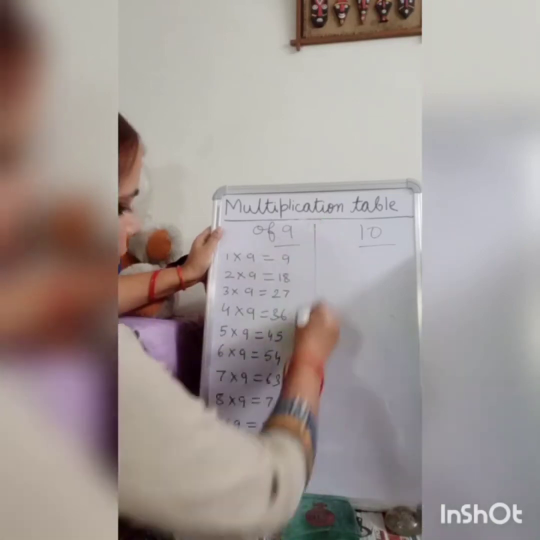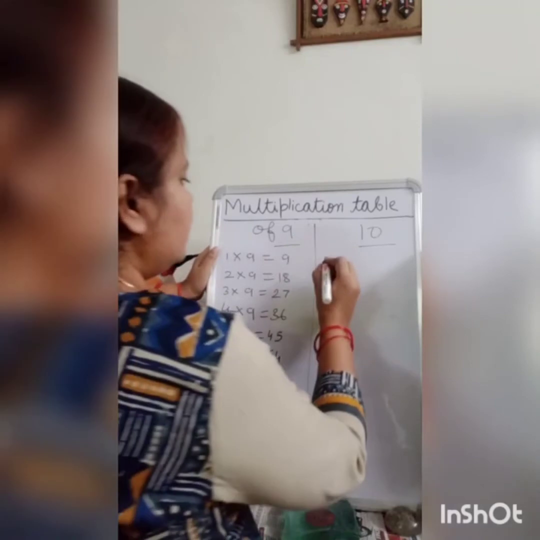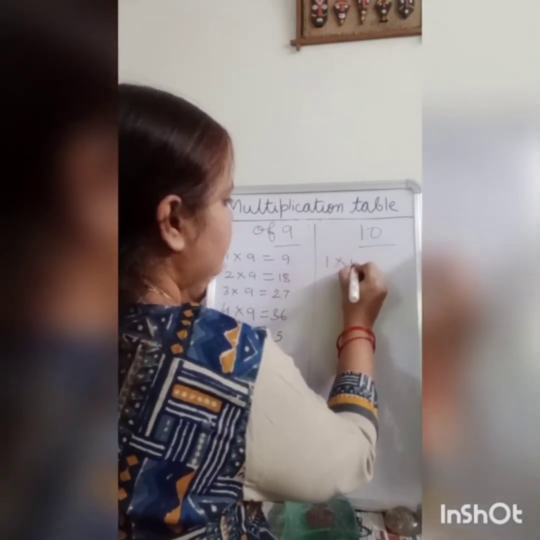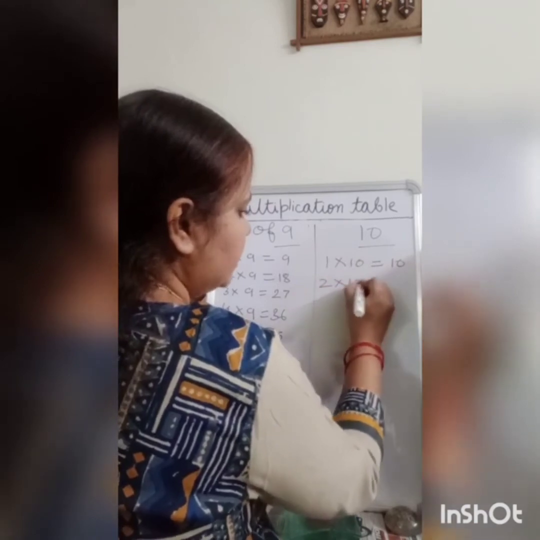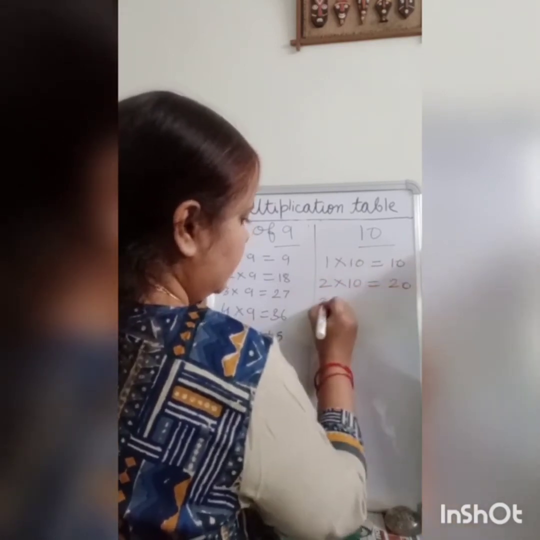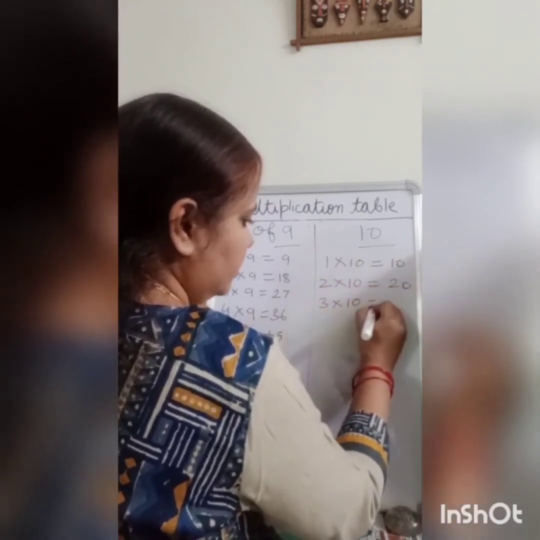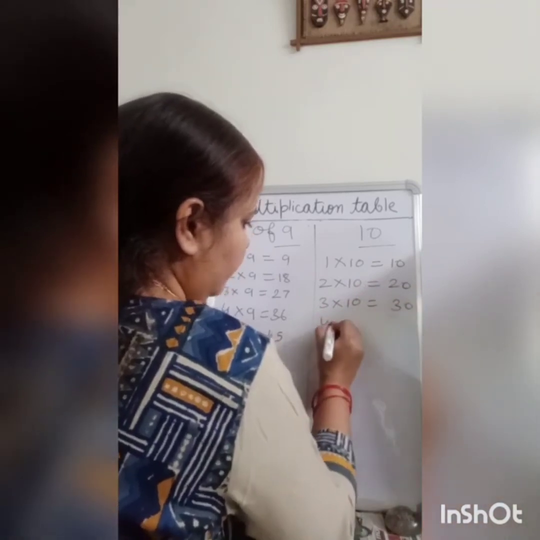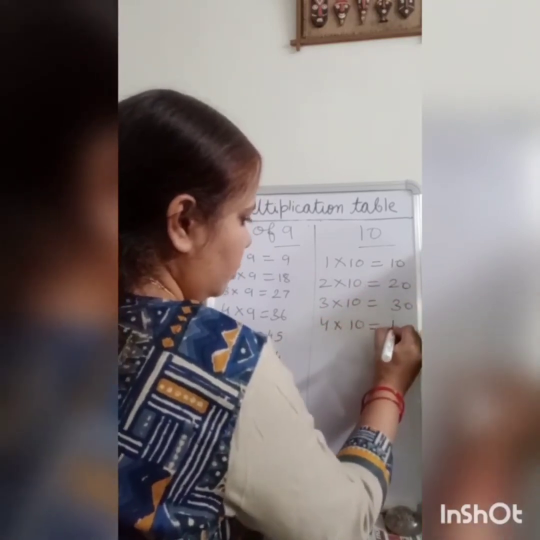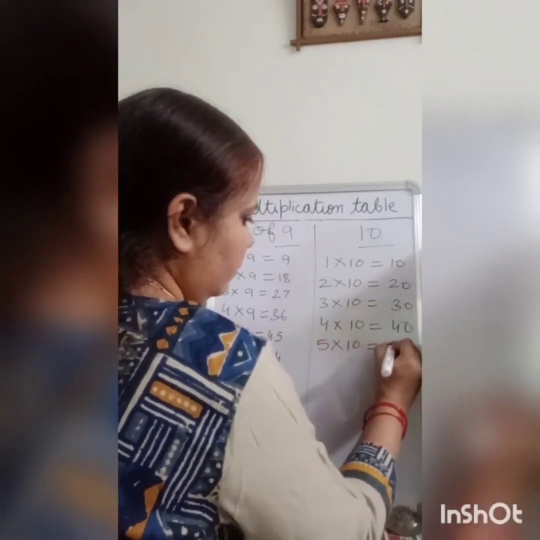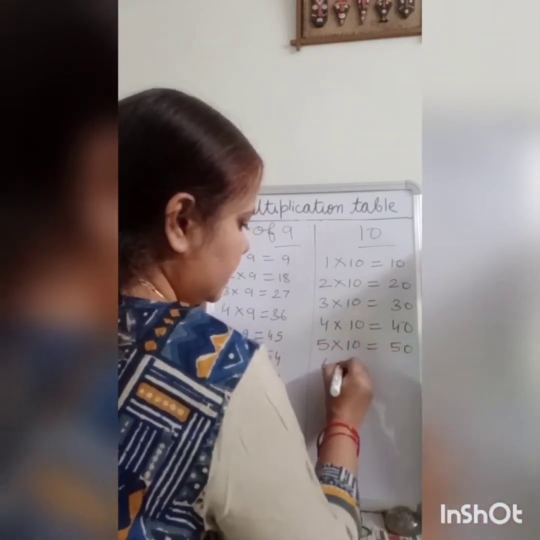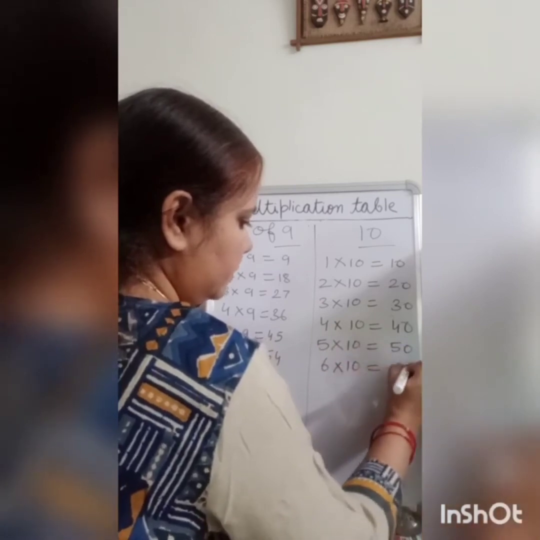Okay. Then comes the table of 10. 1 times 10 is equal to 10. And 2 times 10 is equal to 20. 3 times 10 is equal to 30. And 4 times 10 is equal to 40. 5 times 10 is equal to 50. 6 times 10 is equal to 60.